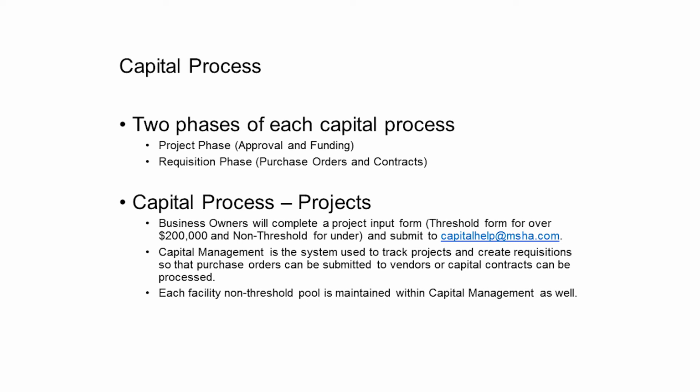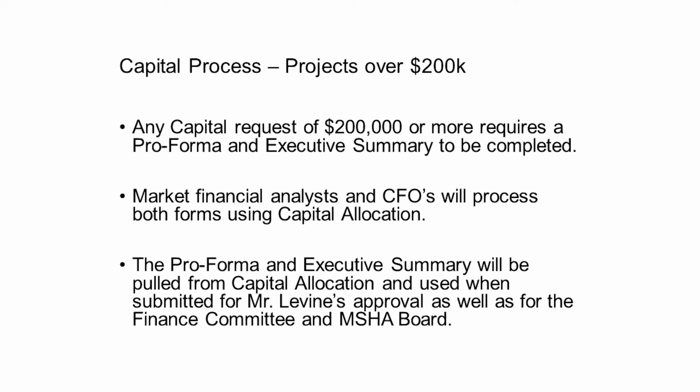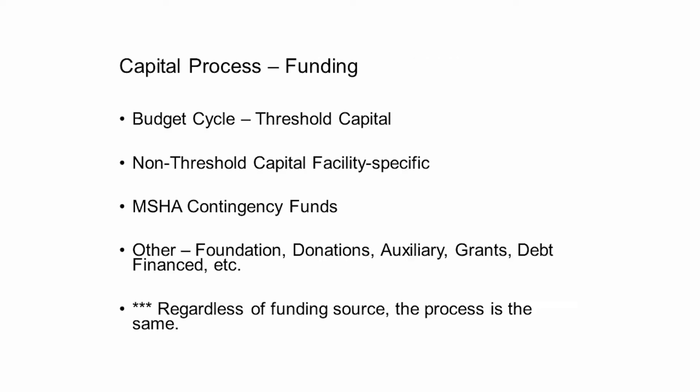From a project standpoint, each healthcare organization should have some type of allocation of authority that necessitates the level of input. For Ballad, that's $200,000. Anything below $200,000 requires non-threshold. Anything over $200,000, we do a more robust executive summary and pro forma to evaluate the impact that the project has on our future operations. And this pro forma and executive summary gets evaluated by the executives and gets approval from the president.